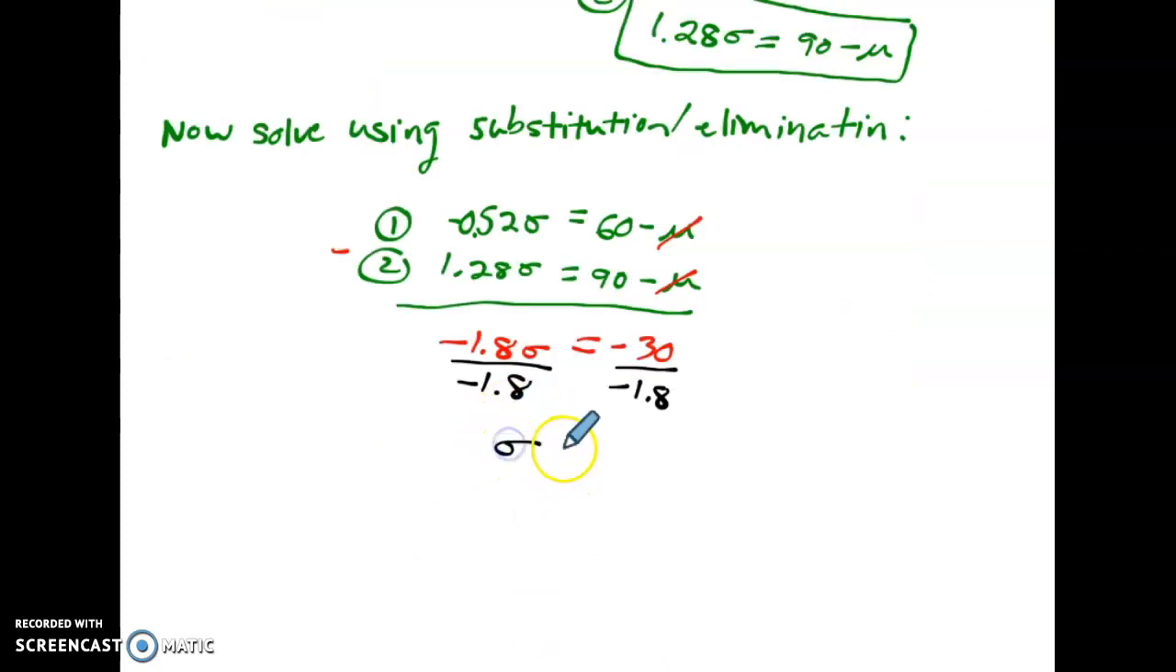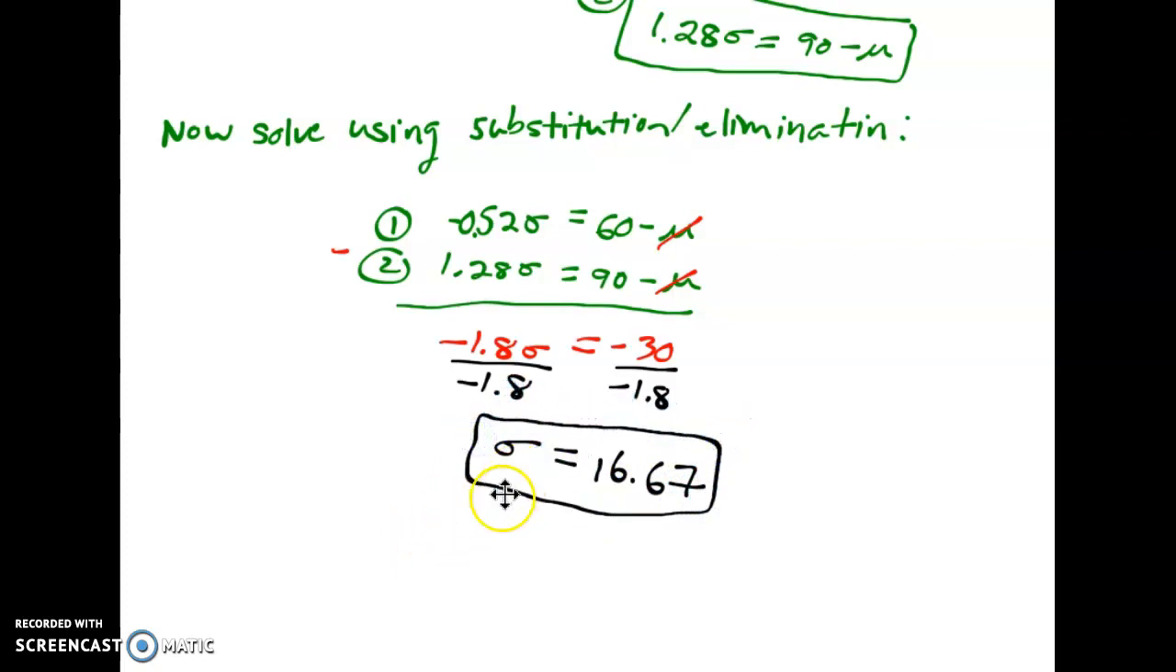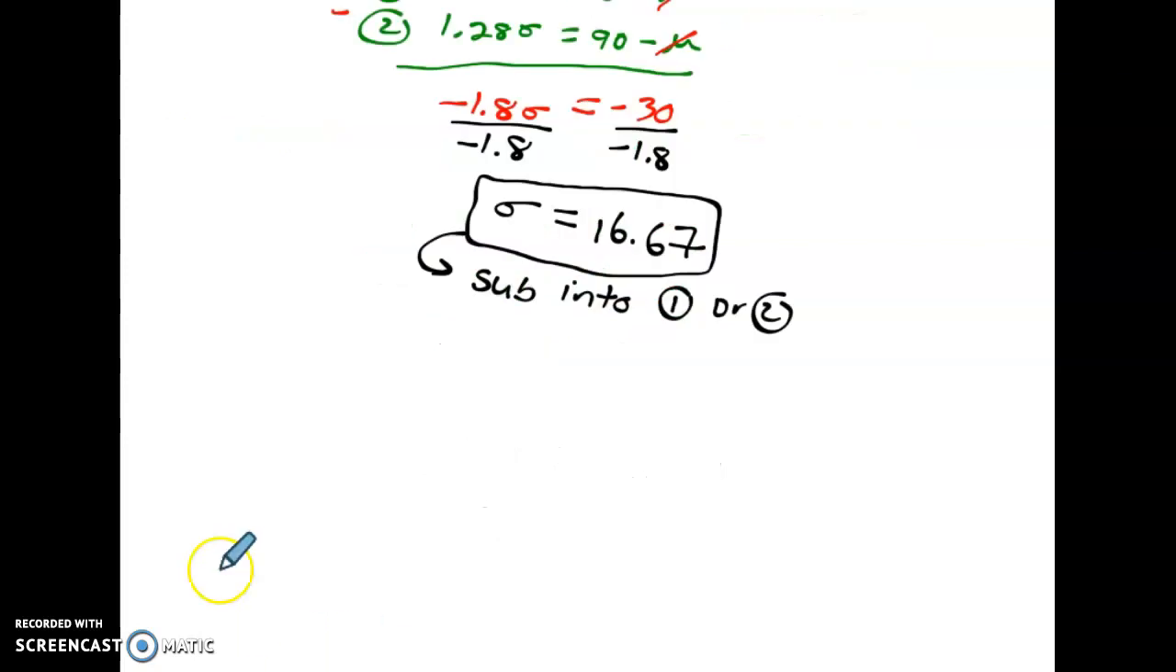And I get that my sigma is 16.67 to 2 decimal places. So there's my sigma. And then to solve for mu, I'm just going to sub sigma into equation 1. Okay, now I have my standard deviation. So I'm going to sub this into equation 1 or equation 2. It doesn't matter which one.